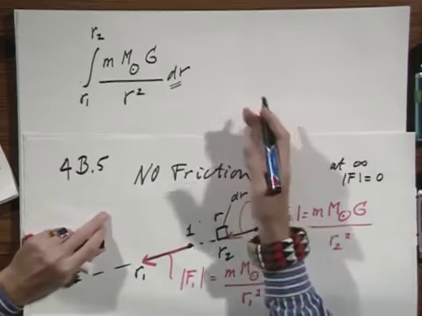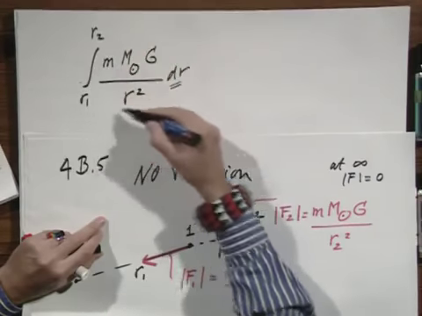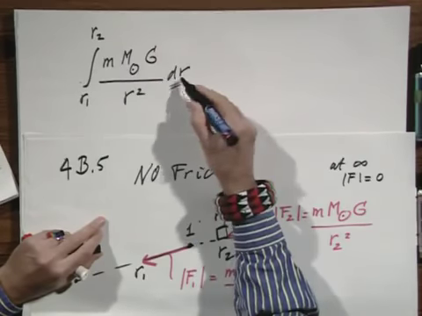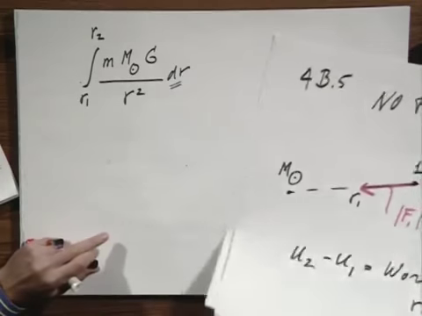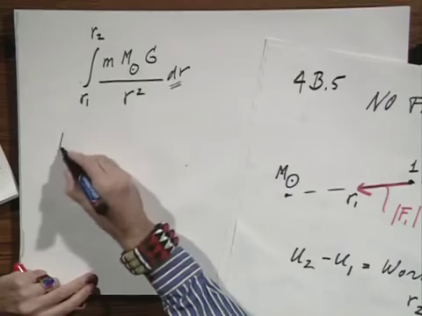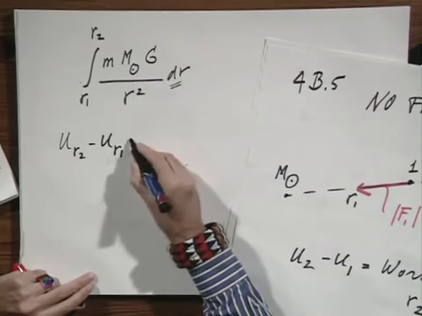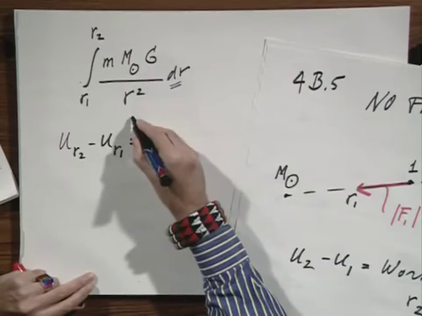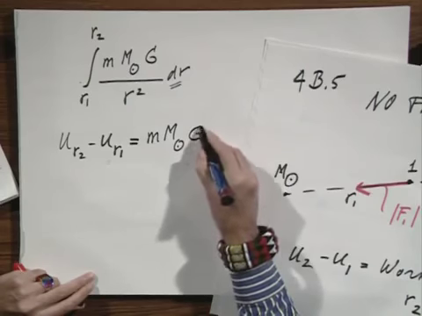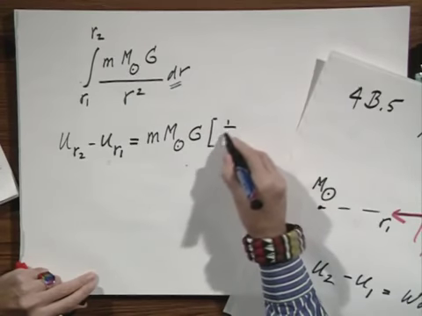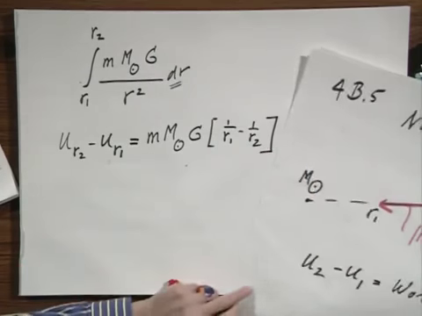Well, clearly I'm dealing here with a dot product between my force and the dr, but since the angle is 0 between the two, the cosine of the angle equals 1, so I can ignore that for now. And so I get that U at r2 minus U at r1, which is the work that I have to do to bring the object from 1 to 2, becomes m times m sun times G times 1 over r1 minus 1 over r2. And I have assumed that there is no friction here.